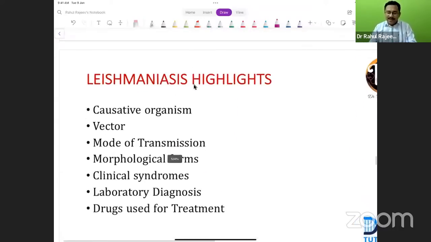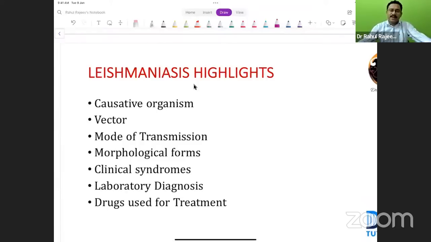Now, under the highlights, what are the important previous year questions that have been asked? Number one, what is the causative organism? Number two, what is the vector? Number three, what is the mode of transmission? Number four, the morphological forms. Number five, clinical syndromes. Number six, laboratory diagnosis. And number seven, drugs used for treatment.